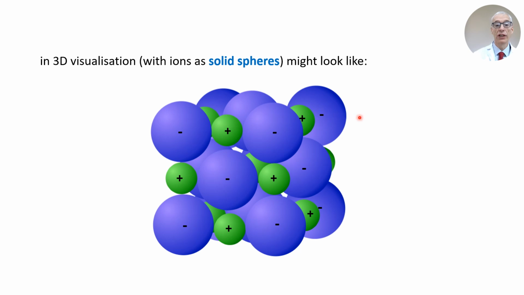So we call this a giant ionic lattice. Giant, it never ends. It goes on and on until we run out of ions. Ionic because it contains ions. Lattice, we have this alternating arrangement of positive and negative ions.